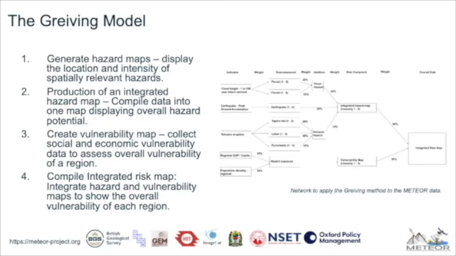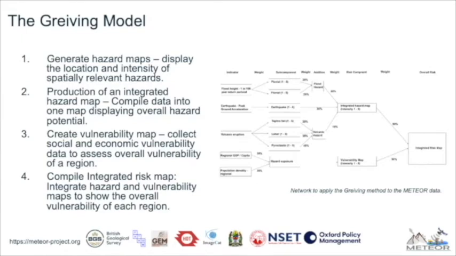The second stage of this model is the production of an integrated hazard map. All hazard data are compiled into one map showing overall hazard potential. This aggregation is straightforward as all of the maps display the hazard potential as a 1 to 5 index.